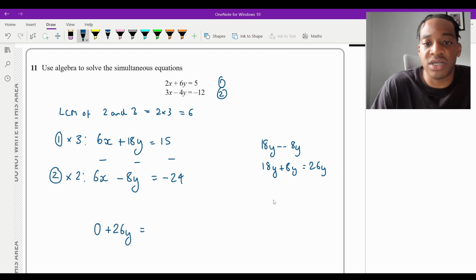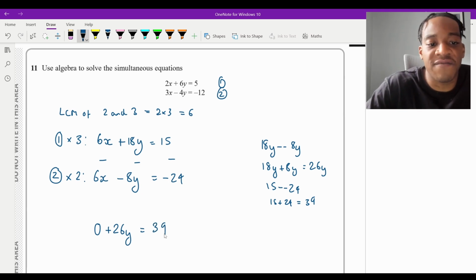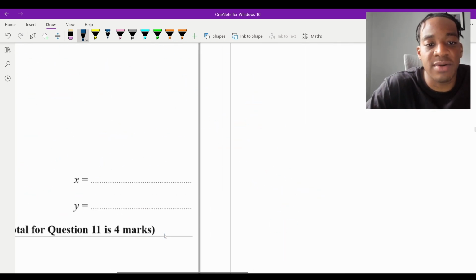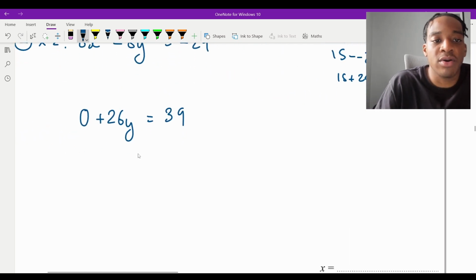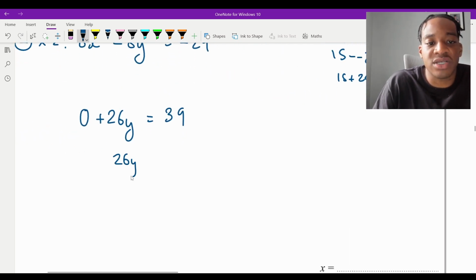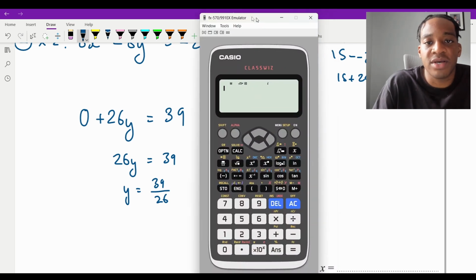Again, two minuses. I'll do it right here. 15 minus 24. That's the same as 15 plus 24, which is just 39. So therefore, we've got 0 plus 26y is equal to 39, meaning that we can figure out what y is quite easily. Let me just zoom in a bit. So that means that we've got 26y is just equal to 39, meaning that y is just equal to 39 over 26.